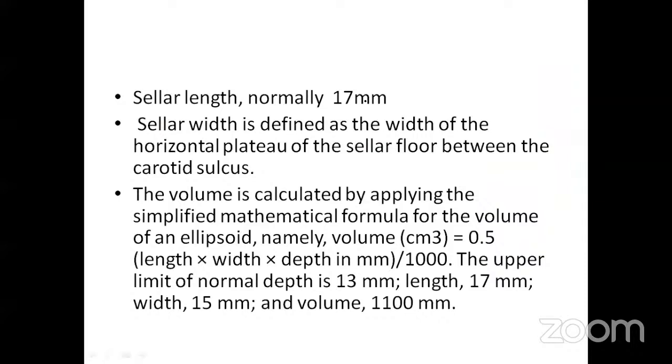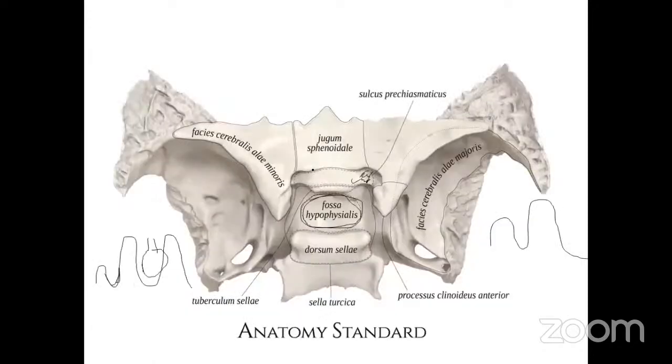So what are the normal dimensions of this sella? Normally the sella is 17 millimeters in length. And why is this important? Because when we are dealing with pituitary surgery, these measurements are very important. Sellar width is defined as the width of the horizontal plateau of the sellar floor between the carotid sulci. Where does the carotid sulcus lie? Laterally here. We will see this in further pictures. So sellar width is defined as the distance between the two carotid sulci.